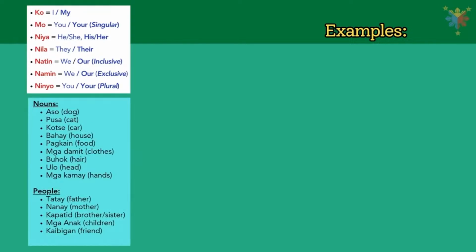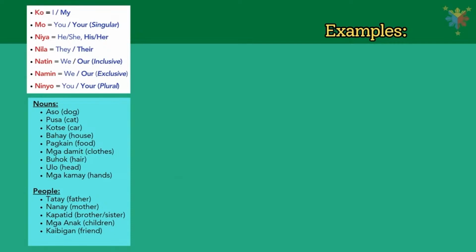So aso is dog, pusa is cat, coche is car, bahay is house, pagkain, food, mga damit, clothes, buhok, hair, ulo, head, mga kamay, hands. So again, that's how you make something plural. You have to add the word mga before it. Mga kamay means hands.